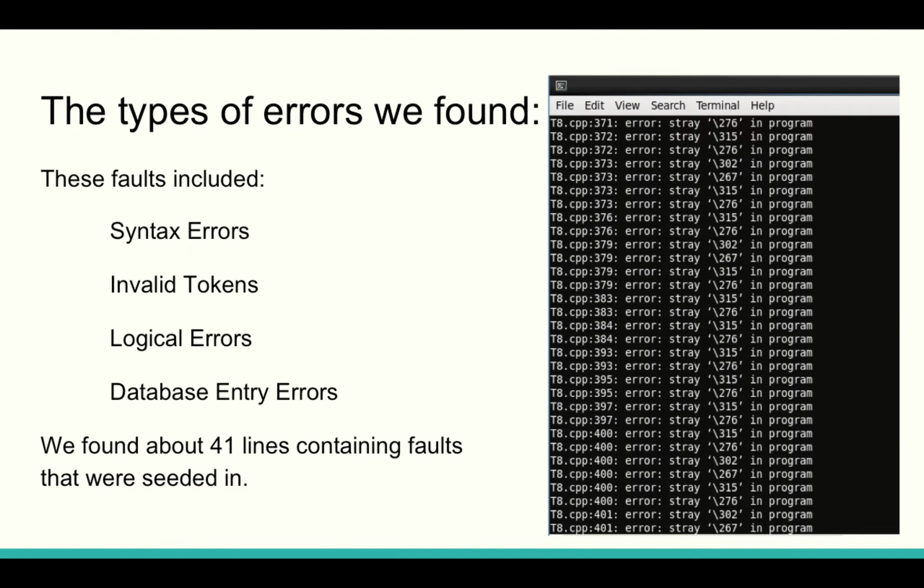The types of errors and faults we found included syntax errors, such as asterisks in place of periods, invalid tokens, which are invalid characters that the compiler does not recognize. We had about 600 of these errors. A Greek letter that resembled a semicolon was found and had to be replaced. Logical errors were also found. Database entry errors, which were segmentation faults that accessed data structures out of range. The code also wouldn't store data. There were about 41 lines containing faults that were seeded in.